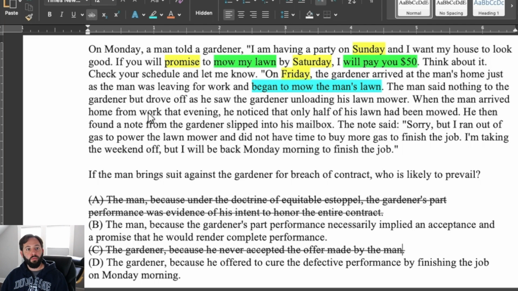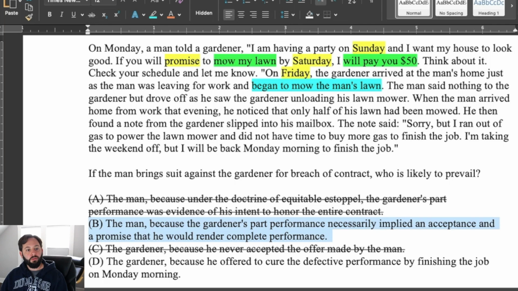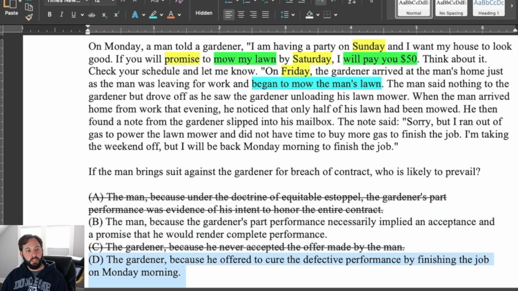However, when the man arrived from work that evening, he noticed only half the lawn had been mowed. And he found a note from the gardener slipped into his mailbox that said, effectively, I'm not going to finish the job on time. Well, at this stage, we only have two answer choices to deal with, answer choice B and answer choice D. Answer choice B says that the part performance implied an acceptance. We've already talked about that being true. The question is, is D a better answer? D has to beat that answer.